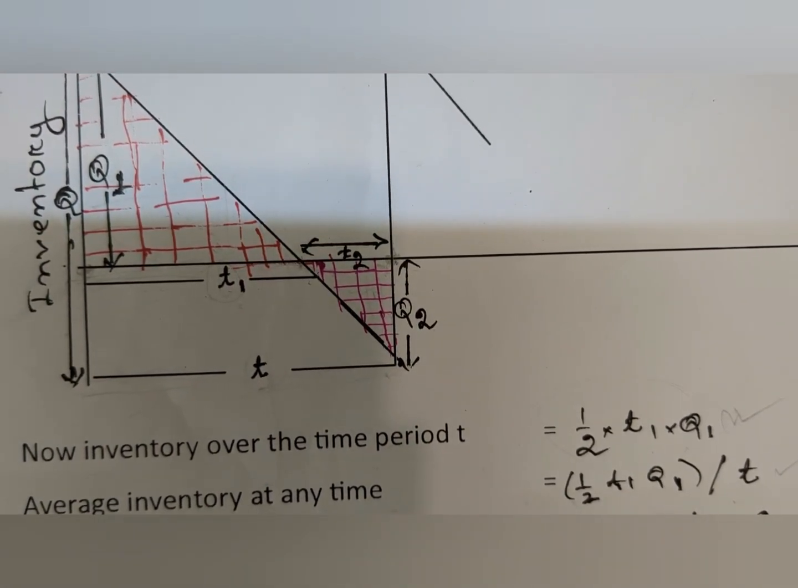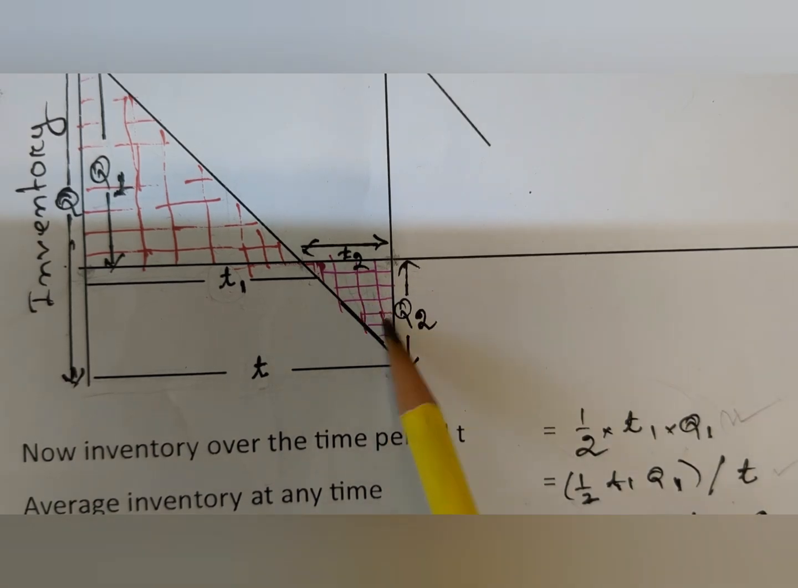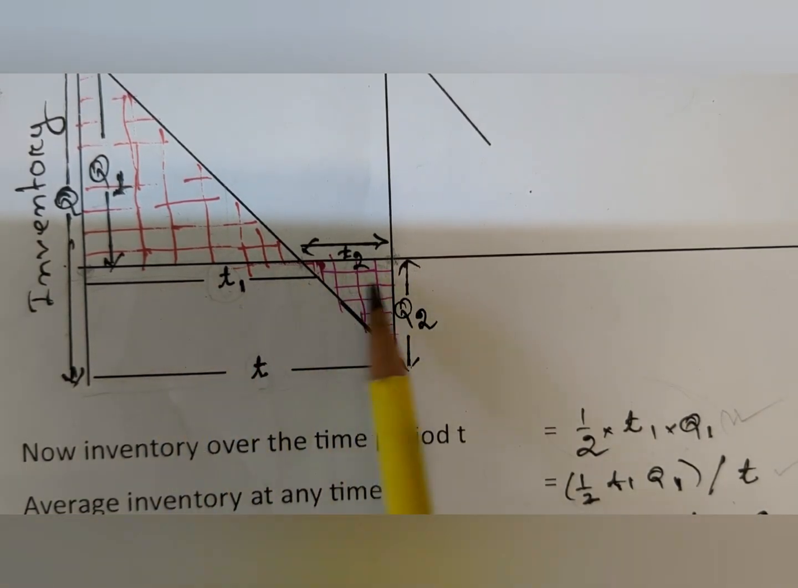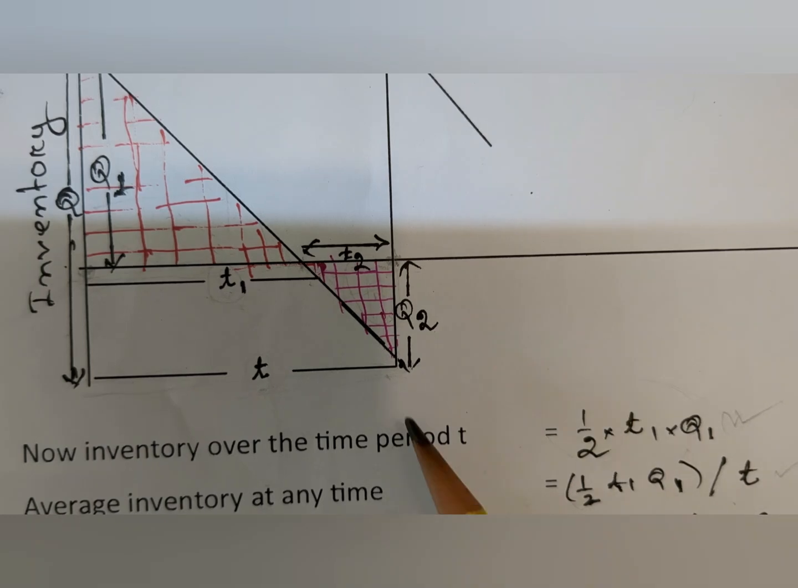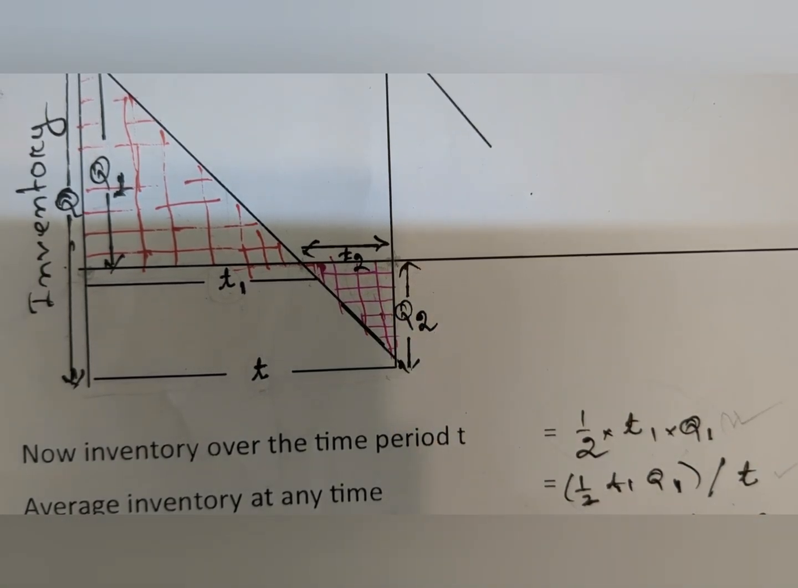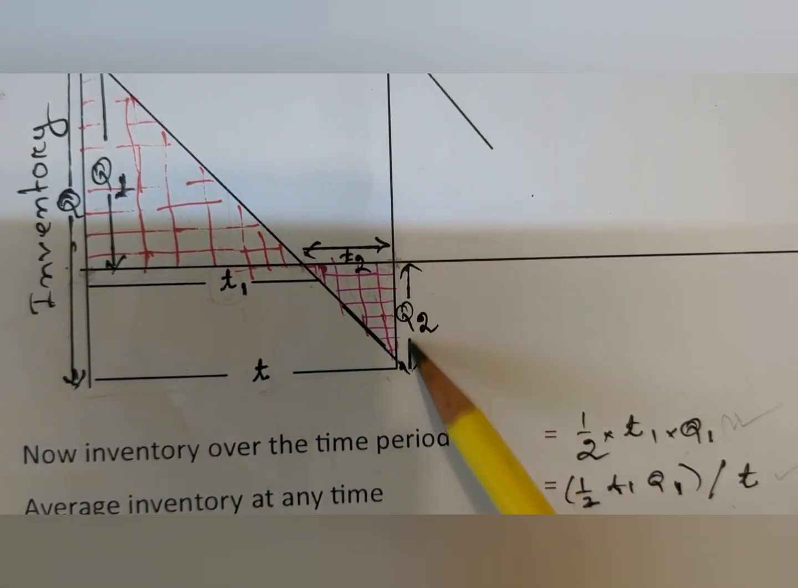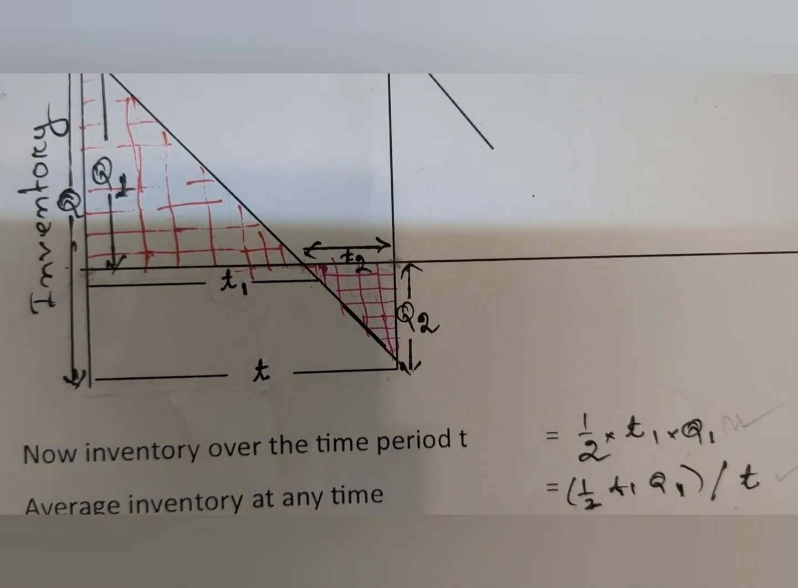Now similarly, the total amount of shortage, this is the shortage area over the time period T. First over the time period T, then we will consider the whole period. It will be half, this is also a triangle, half into base t2 into height Q2. Q2 is the shortage size. Okay.